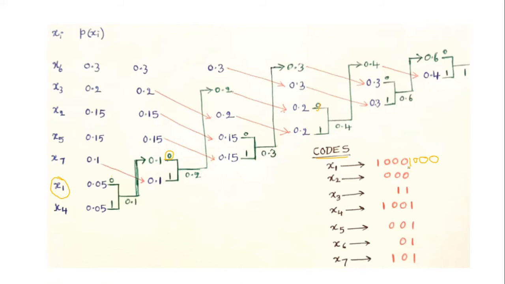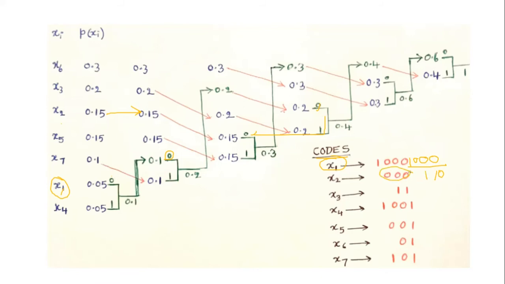So 1000 is the code word for x1. For x2, if you want to find for x2, we follow like this, we put 0 first, 0 1, so 0 for x2, we get 0, then 1, then 1, 0 1 1.